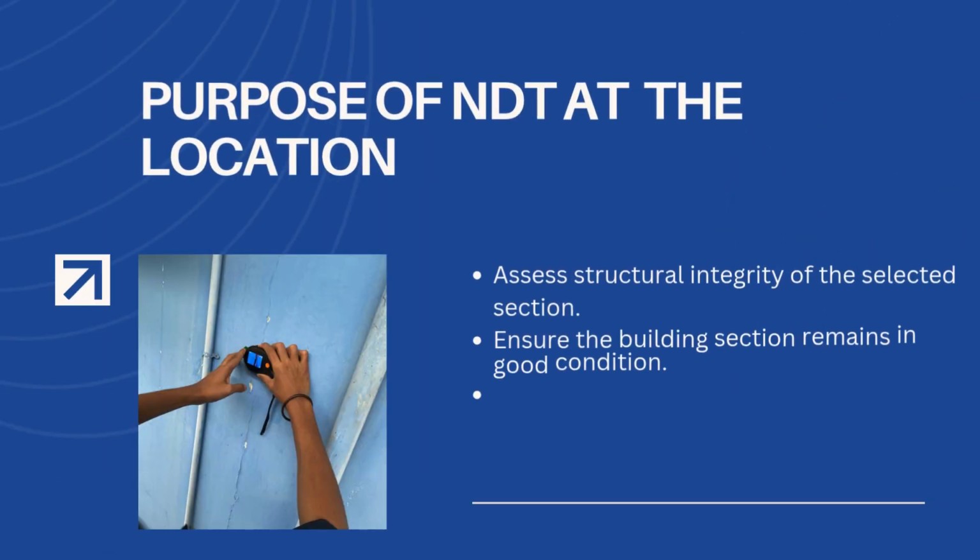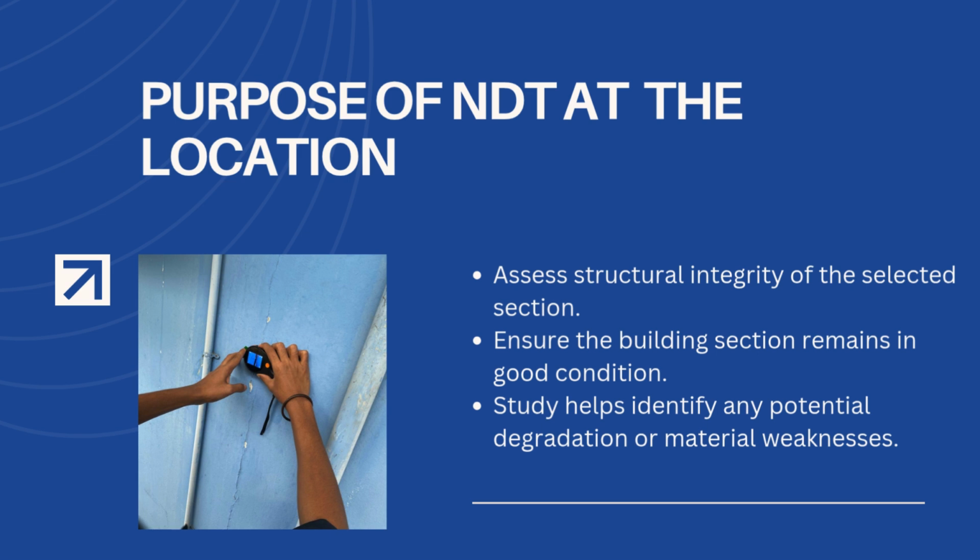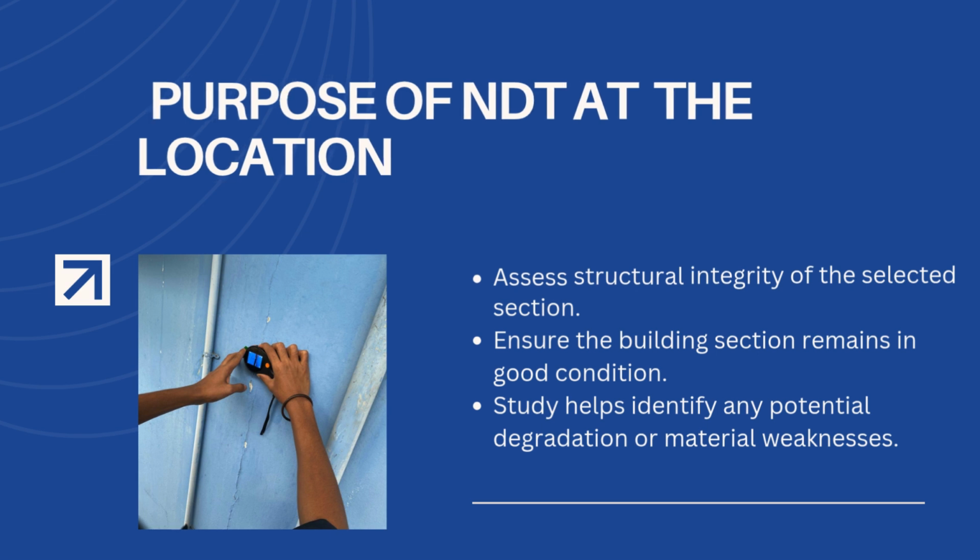Slide 2. NDT methods and equipment used. We used several NDT methods at the site. The rebound hammer was used to test surface hardness. Capacitance electrical impedance helped assess resistivity. We also used digital microscopes to inspect microcracks and a resistivity meter to evaluate corrosion potential.